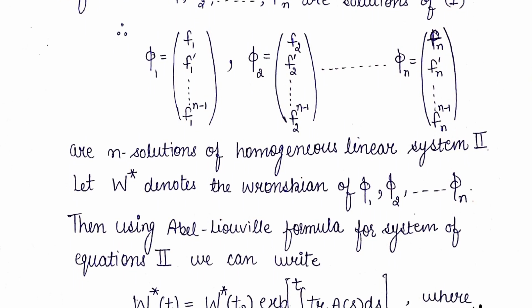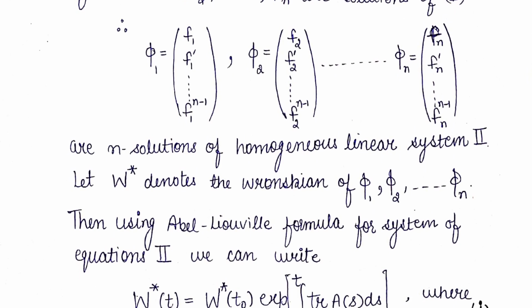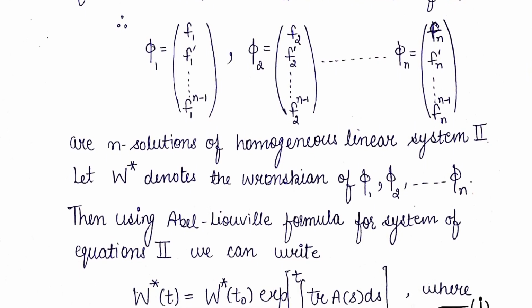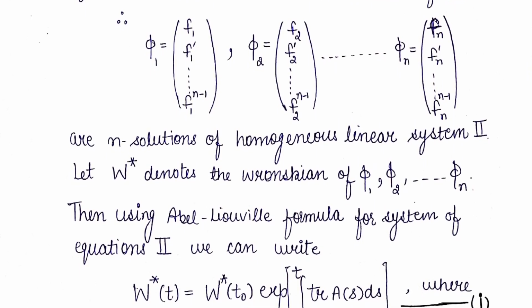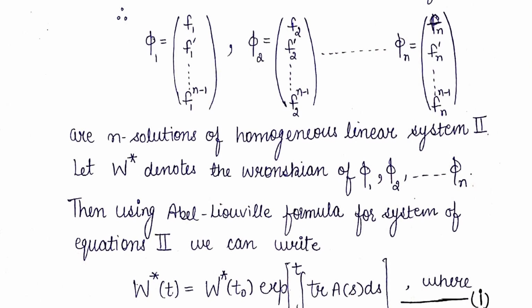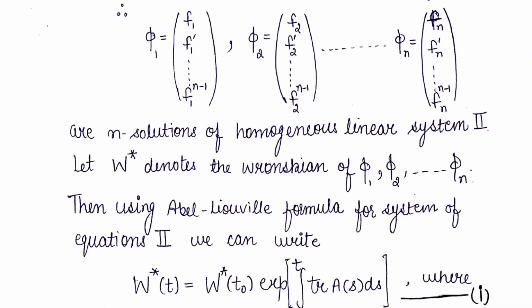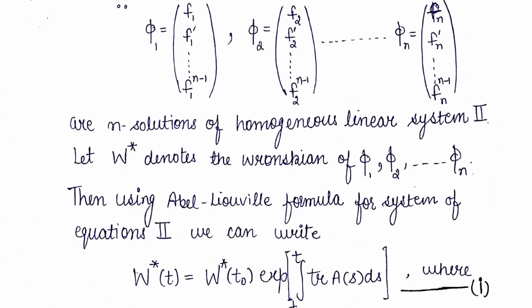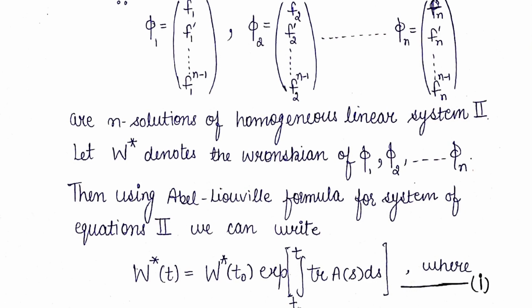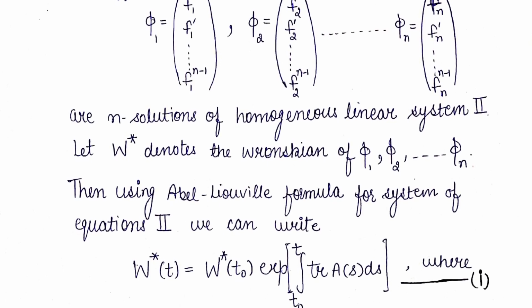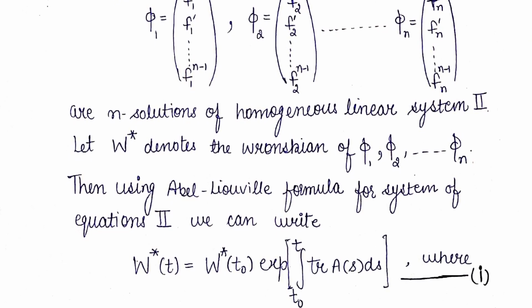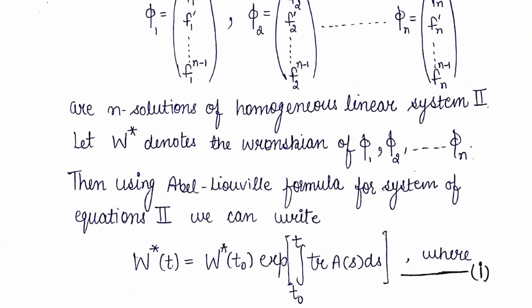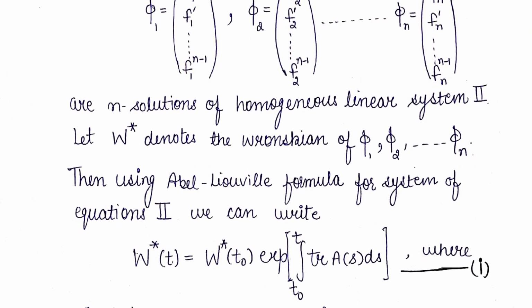That is Wronskian star, which is the Wronskian of phi1, phi2, phi-n. If you take the Wronskian of phi1, phi2, phi-n, then that is equal to the determinant. In the first row, there is F1, F2, Fn. Second row, F1 dash, F2 dash, Fn dash. And in the nth row, F1 n minus 1, F2 n minus 1, Fn n minus 1.